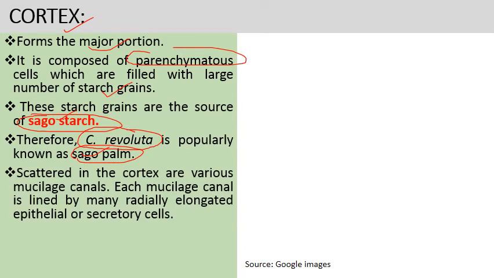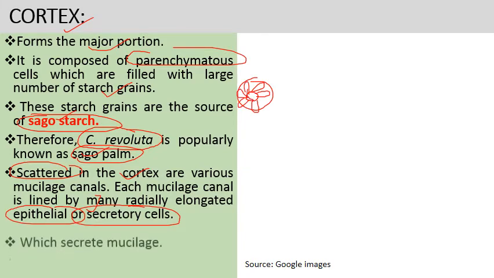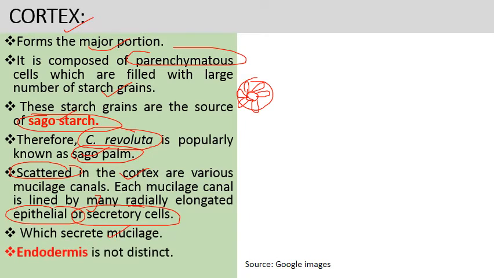It also contains mucilaginous canals which are scattered in the cortex, and each mucilaginous canal is lined by many radially elongated epithelial cells and secretory cells, which secrete mucilage into the canals. For example, this is a mucilaginous canal. Around it are radially elongated cells which secrete the mucus or mucilaginous substance. In the Cycas young stem, the endodermis is not distinct, not prominent.